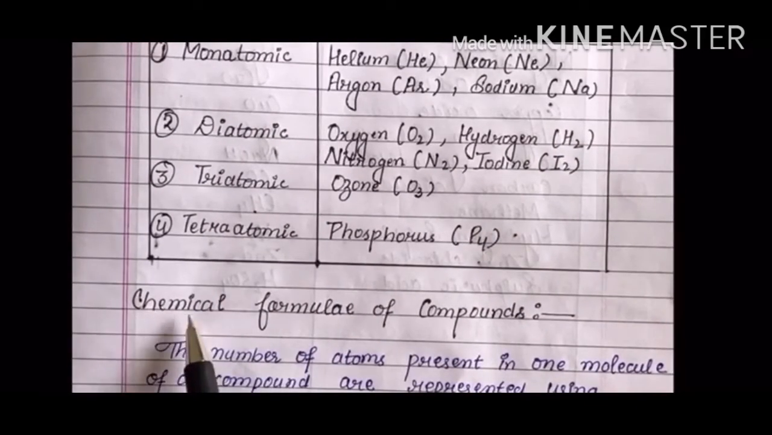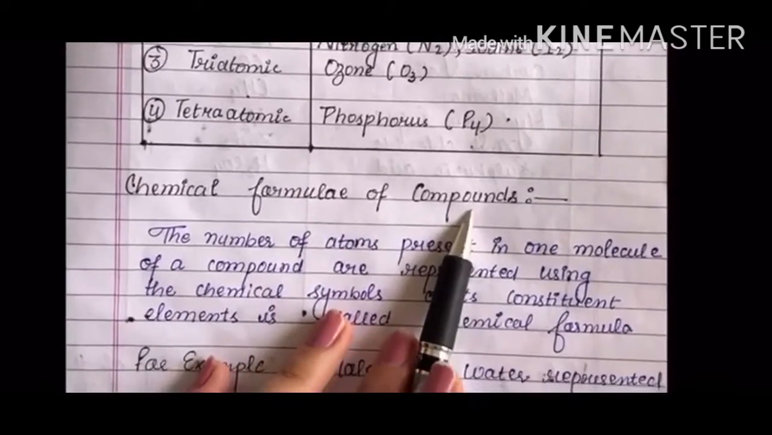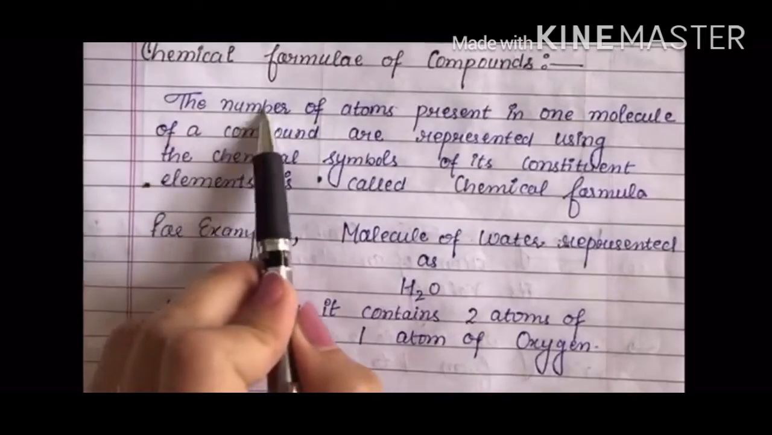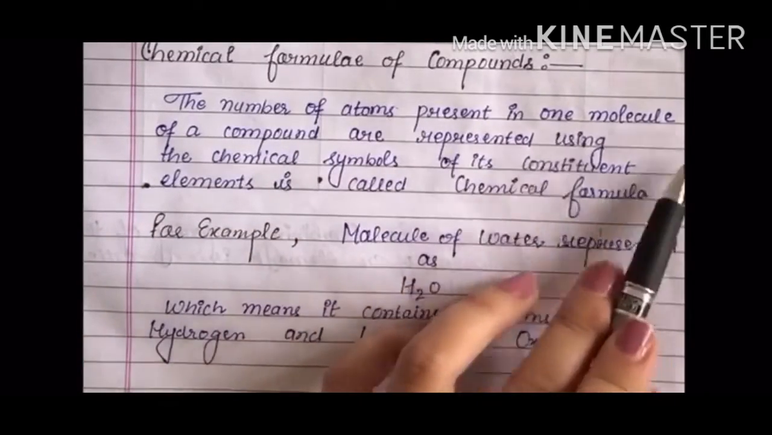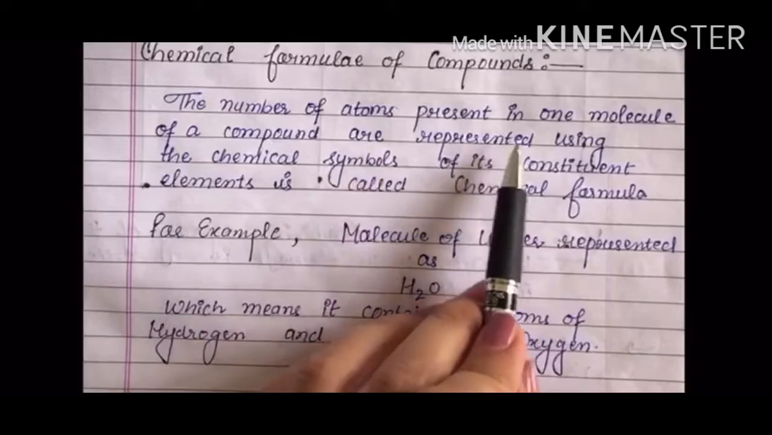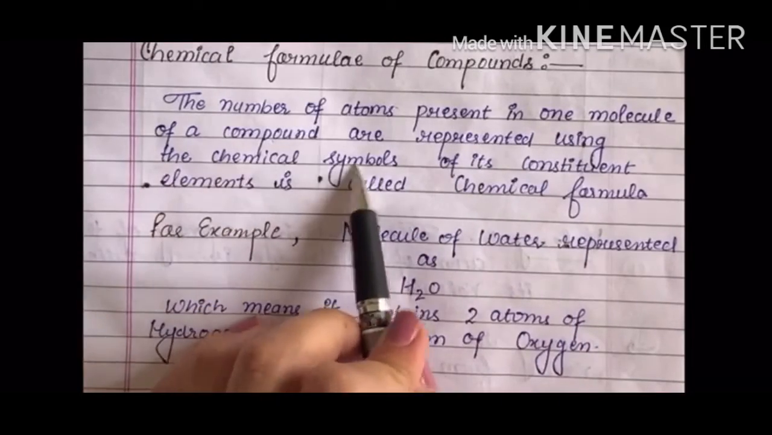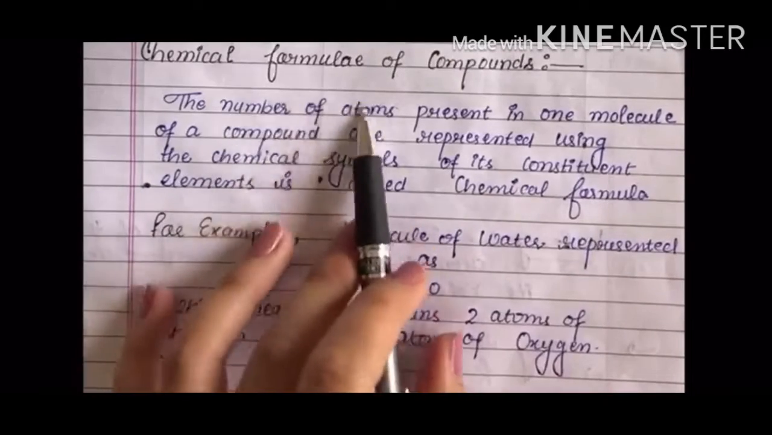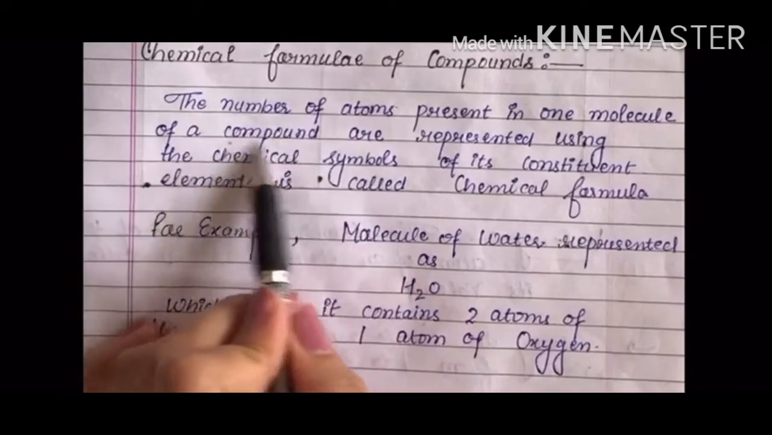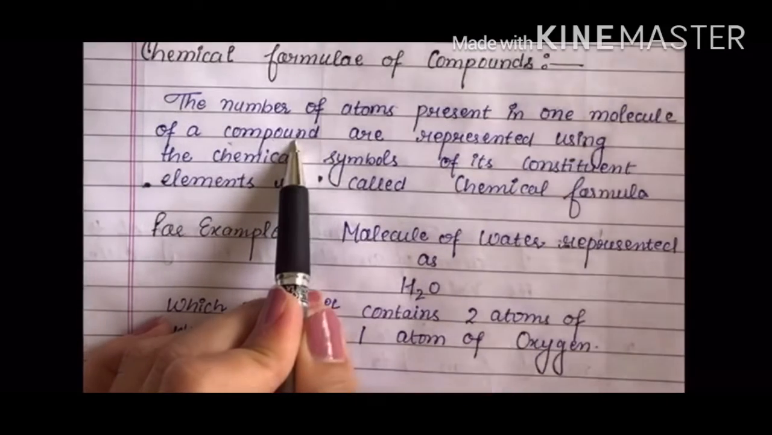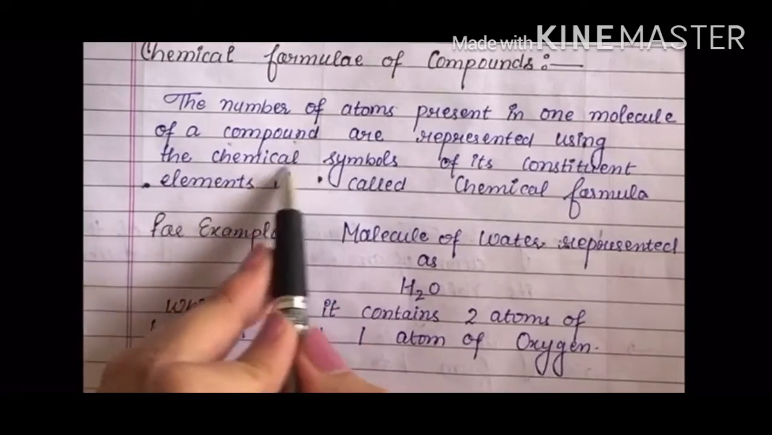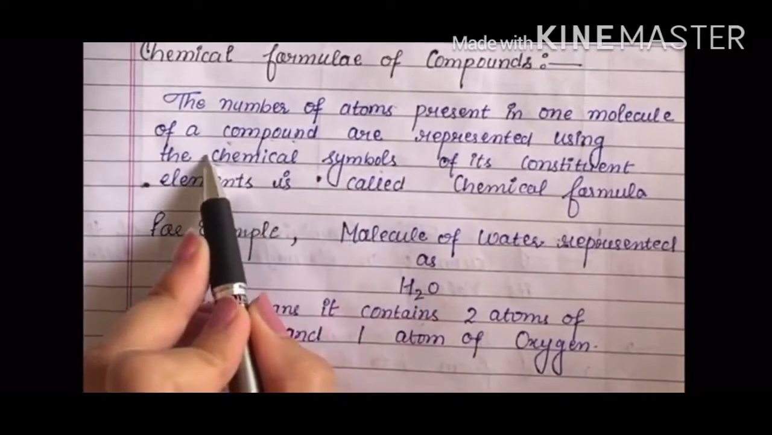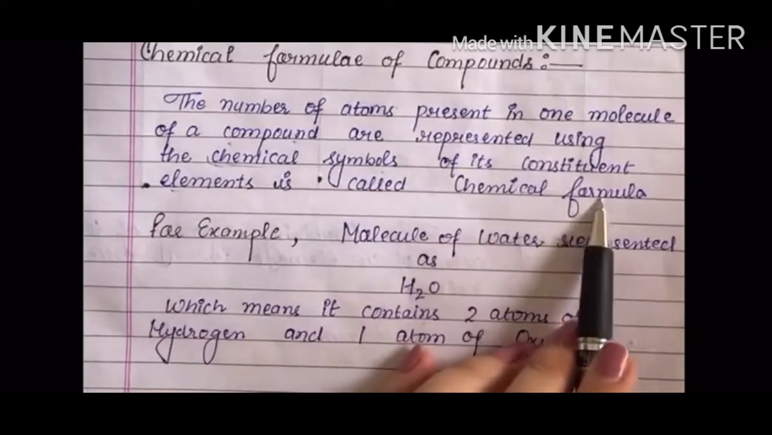So next is chemical formulas of a compound. What do you mean by chemical formula? The number of atoms present in one molecule of a compound, represented using the chemical symbols of its constituent elements, is called the chemical formula. कंपाउंड में कितने नंबर ऑफ एटम्स प्रेजेंट है वो हम रिप्रेजेंट करते हैं विद द हेल्प ऑफ सिंबल्स. With the help of symbols of their elements, that is called chemical formula.